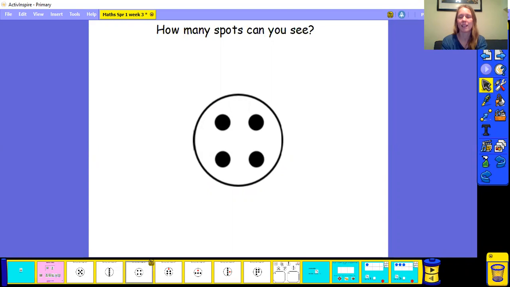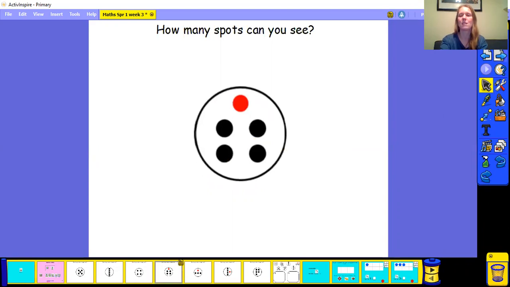You might recognise this from our Numicon. It looks a little bit like our Numicon shape. It has 2 spots on this side and 2 spots on the other side. Maybe you've seen it on a dice too. This one is 4. What about this one? I can see that 4 pattern again, but then there's 1 more dot at the top. Altogether, that makes 5. Did you say 5 too?